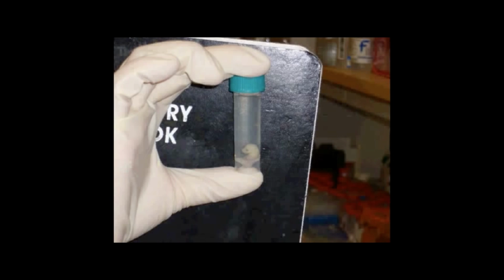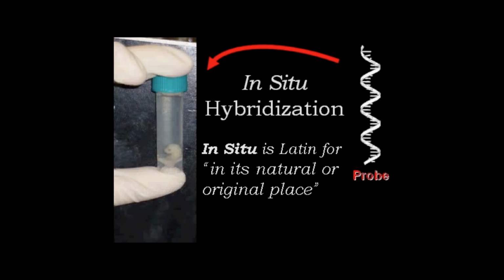Here's a mouse embryo taken after 15.5 days of embryonic development, essentially frozen in time. When the embryo is put into a solution containing a probe specific to the RNA of the gene of interest, the probe finds all the places in that embryo where the specific RNA is present and hybridizes to it. Hence the term, in situ hybridization.